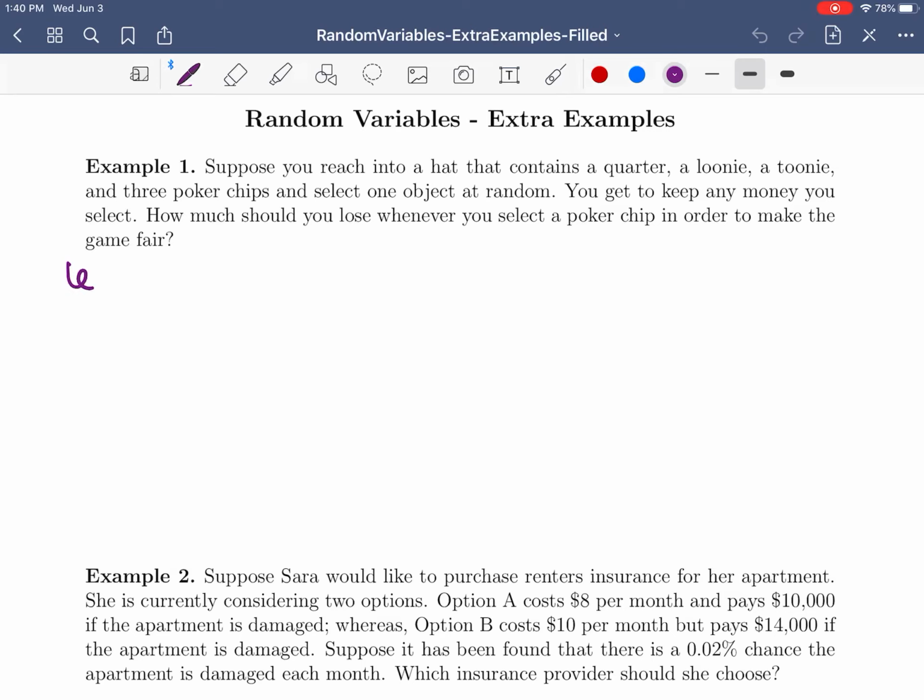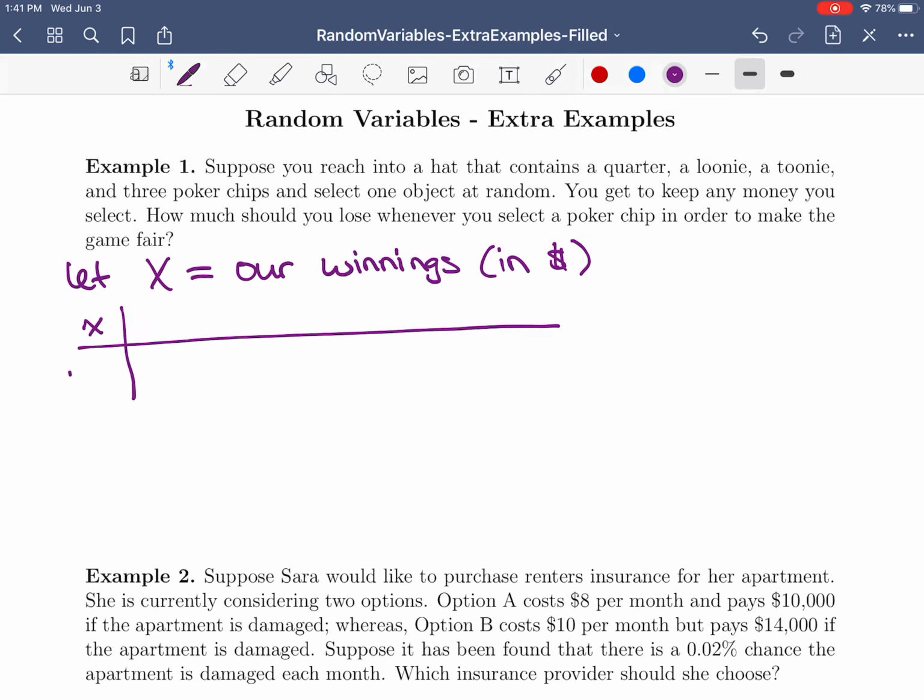So let's define our random variable X to be our winnings. Now you want to be careful. I'm going to do this in dollars. You could do it in cents if you prefer. So what are our options, and then the probability of each. We could win $2 if we get the toonie. We could win $1 if we get the loonie. We could win 25 cents if we get the quarter.